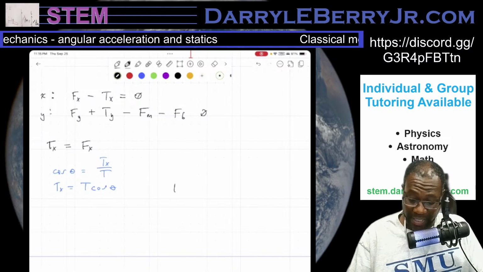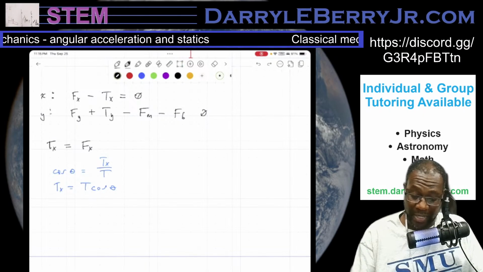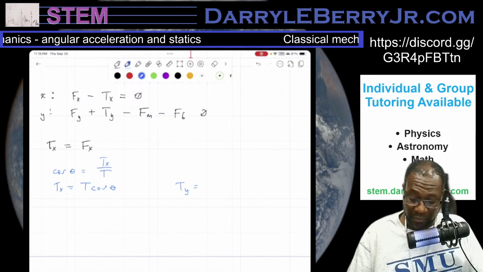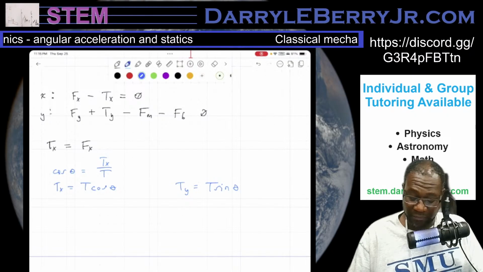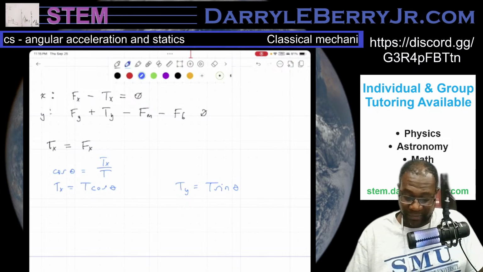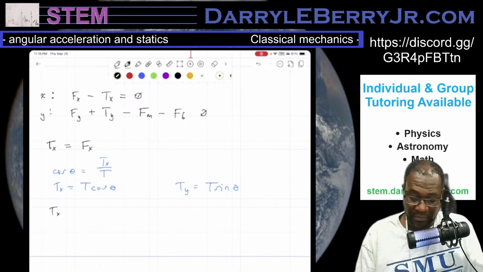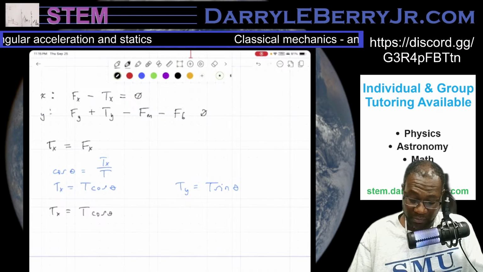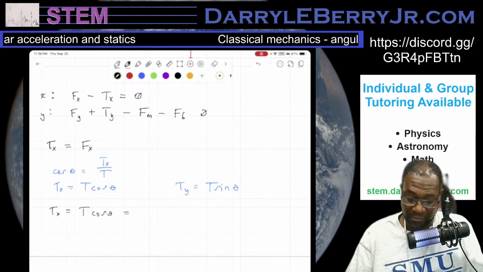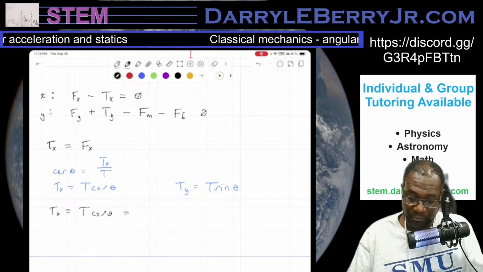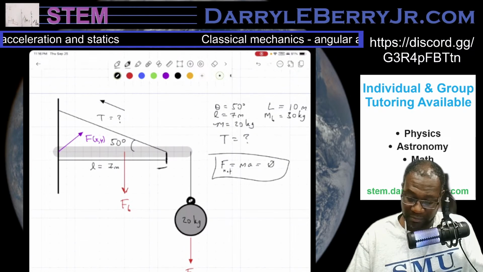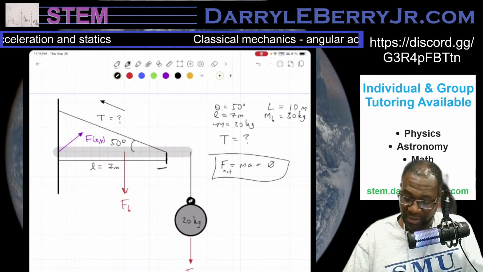And we could also get Ty out the way now. Ty equals T sine theta. So we will have that there for when we need them. So Tx equals T cosine theta, which equals Fx. And did I give myself enough information? Let me see. Maybe I didn't.